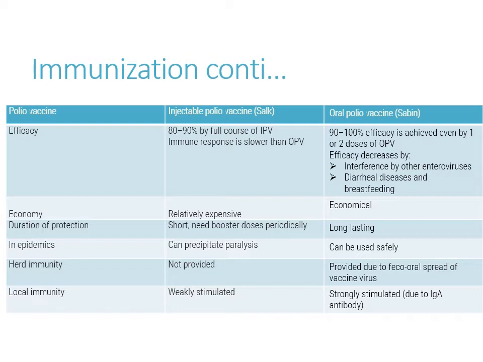Herd immunity. So IPV does not provide any herd immunity, OPV provides herd immunity, because the virus of this live vaccine, when it reaches the gut of the child, will spread by fecal-oral spread. Then local immunity is weakly stimulated in IPV, and strongly stimulated in OPV. So from the point of view of a community, for herd immunity, OPV is much better.